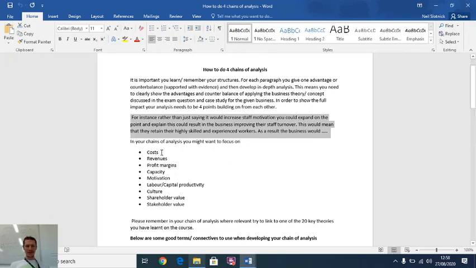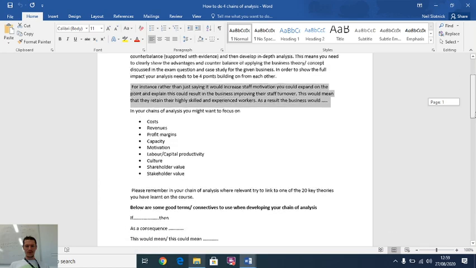And in terms of your chains of analysis, and this comes from a training that I went to years ago from Tutor to You, really every question comes back to these things: cost, revenues, profits, capacity, motivation, productivity, culture, and then the value for shareholders and for stakeholders. So really anything that you do in your longer answer questions can come back to this.